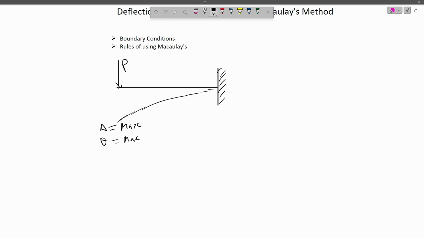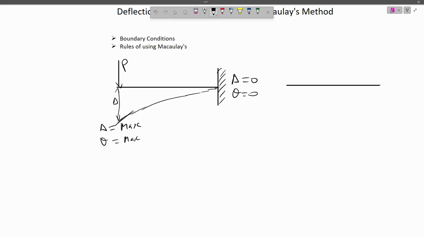The deflection is basically the distance from the natural position to the deflected position. And the slope is basically the gradient of this line. The boundary condition at this point where the cantilever is, the deflection is going to be 0 and the slope is going to be 0 because there is no deflection or slope at the wall side of the cantilever.